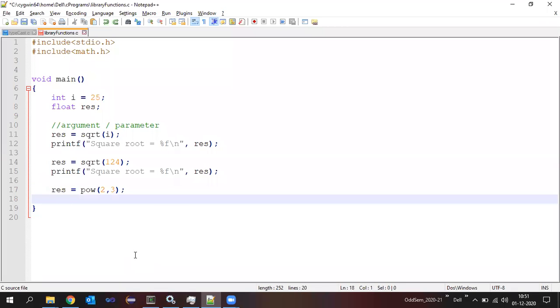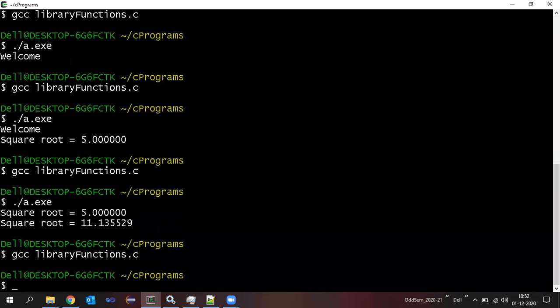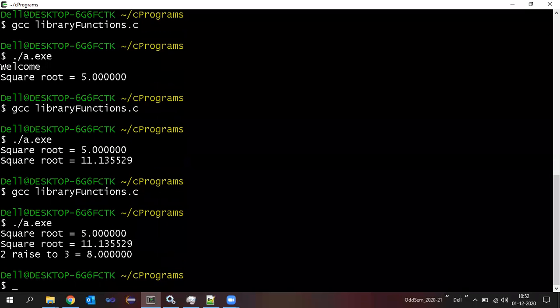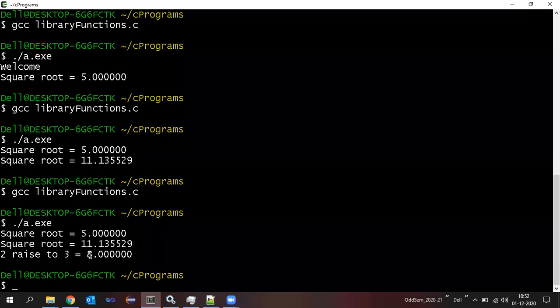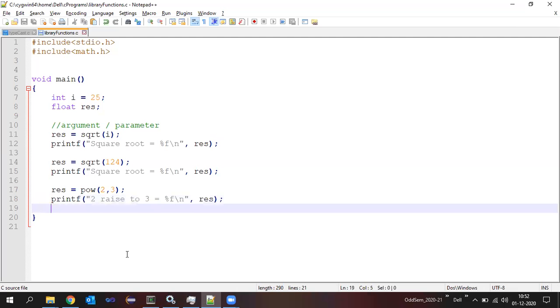Okay, let's use this one, and here I will write 2 raised to 3 is equal to. Now run the program and check the values. Now 2 raised to 3 is 8. You can take any numbers.